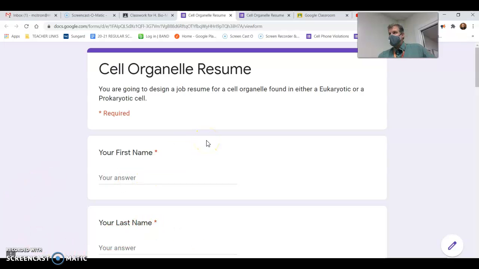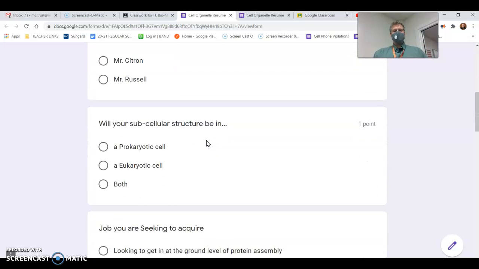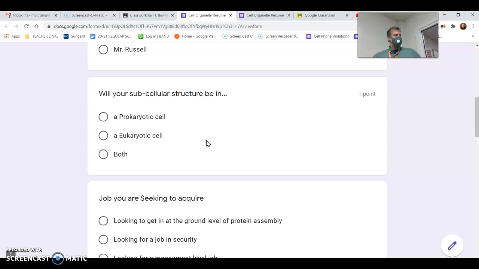We're looking at the cell organelle resume, and obviously you're going to put in all that basic information of your name and then your teacher. And then when we get down to the subcellular structure that you're going to select, you're going to either pick one that's going to be in a prokaryotic cell or a eukaryotic cell. But some of these subcellular structures can be in both. If you had to, right now, off the top of your head, give me one subcellular structure that appears in both a prokaryotic and a eukaryotic cell, you would say, Joseph, cell membrane would be correct.